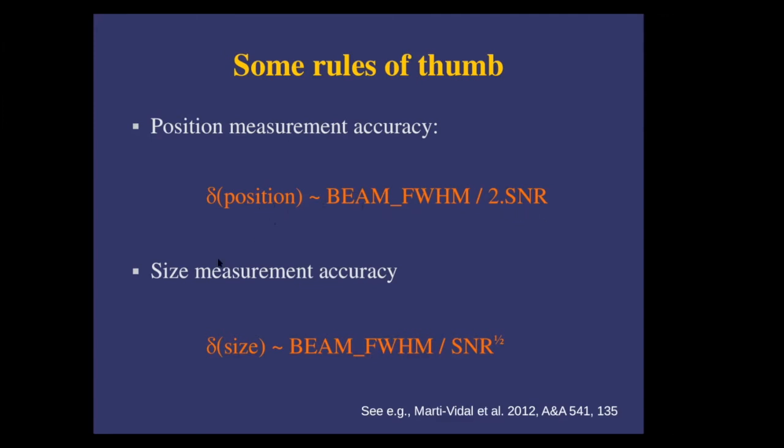And for size measurement, there is also a similar constraint. The accuracy on the size measurement would be the size of your beam divided by the square root of the signal to noise ratio. So for size, it's not going as good as for the position. But still, if you increase your signal to noise ratio, then you will be able to go beyond the limits of the beam resolution. You can refer to this publication if you want to learn more about this.